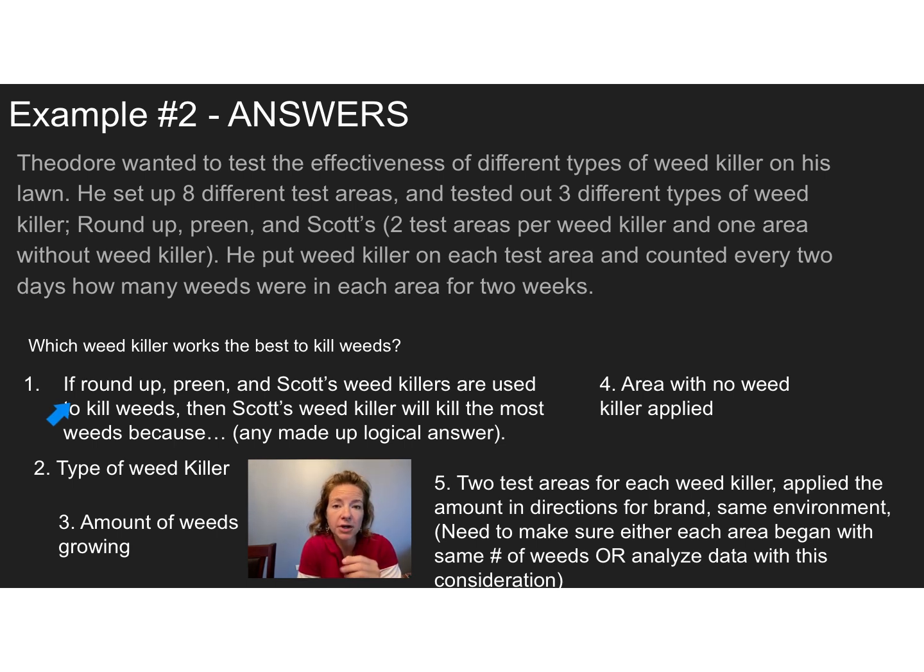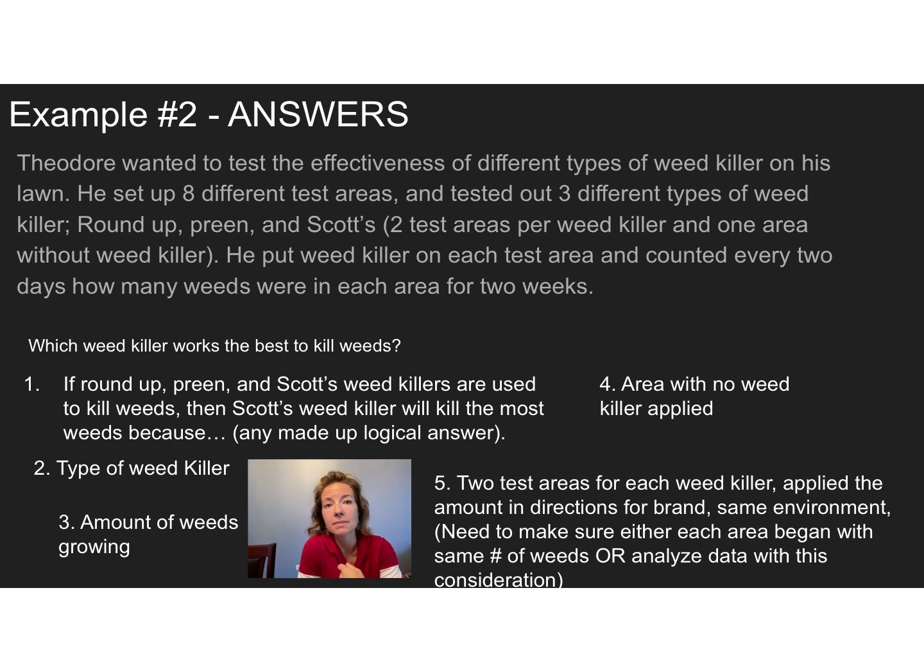So first part is the if part of what is being changed. So if Roundup, Preen, and Scott's weed killers are used to kill the weeds, that's what he's doing. The then part is your prediction. Which of the weed killers do you think is going to work the best? So I chose Scott's, okay? So then Scott's weed killer will kill the most weeds, and then we just need a logical reason for why.